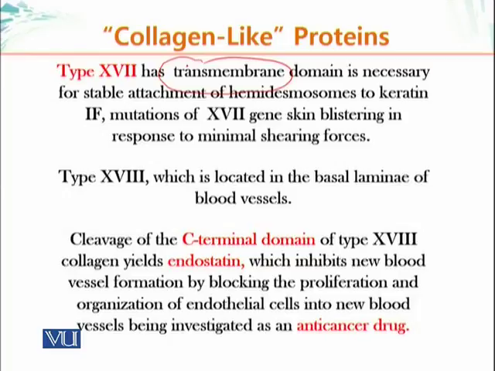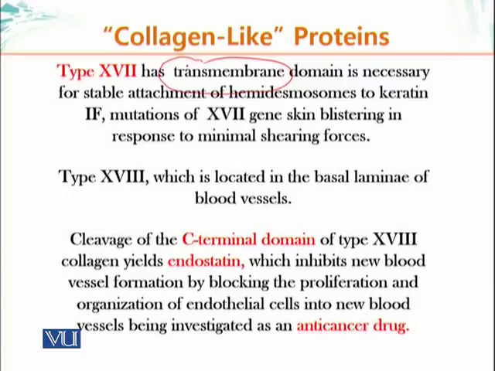Keratin filaments are, of course, as we have said, a type of intermediate filaments. Mutations of the type 17 gene cause skin blistering in response to minimal shearing force. So, of course, if these cell adhesions or cell connections are weak, it will result in disruption of the tissue and can cause blistering even if a small amount of force is applied to the tissue.